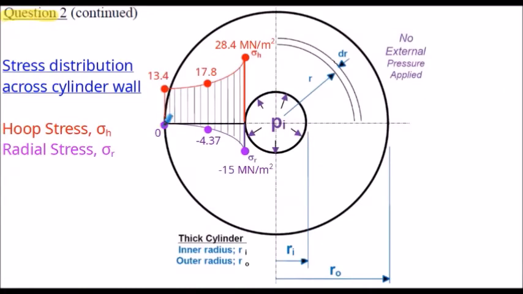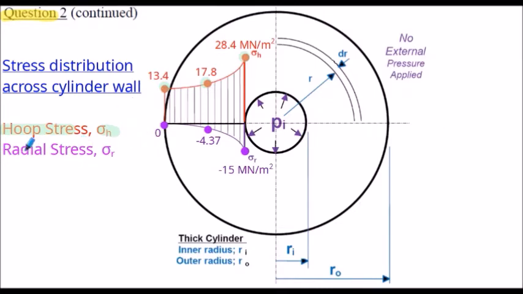Question 2 continued. This slide actually shows the distribution of the various stresses across the pressure wall. So the hoop stress distribution, sigma h here. Hoop stress is maximum at the bore, 28.4 newtons per millimeter squared, or 28.4 meganewtons per meter squared, as shown on the diagram. At the mean radius, hoop stress is 17.8 newtons per millimeter squared, and at the outside surface it was 13.4 newtons per millimeter squared.